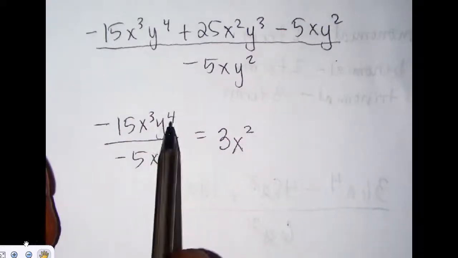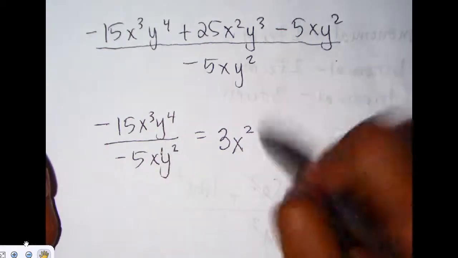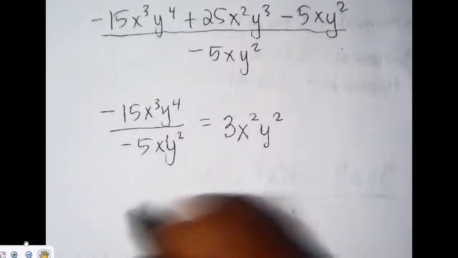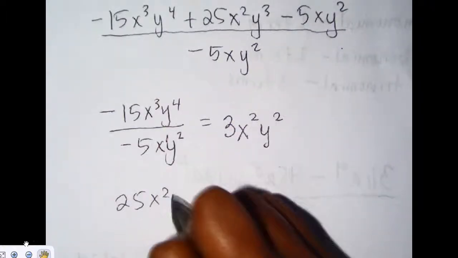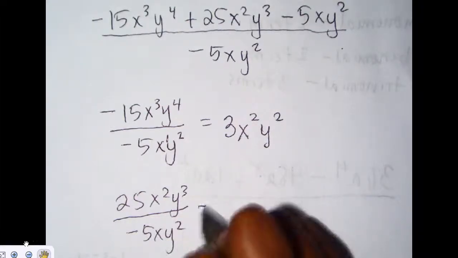And then I have y to the 4th being divided by y to the 2nd, so I subtract these two, I would get y squared. So that's the first term, okay? We're going to do it again here. So now I have 25x squared y to the third being divided by negative 5xy squared.